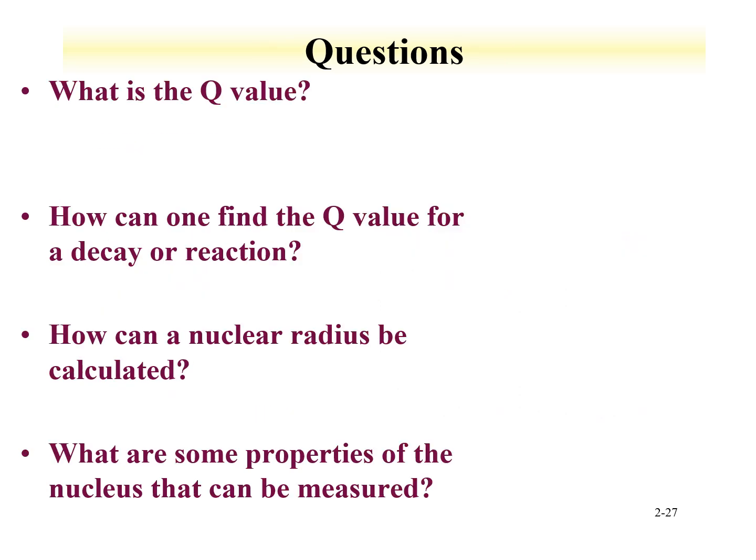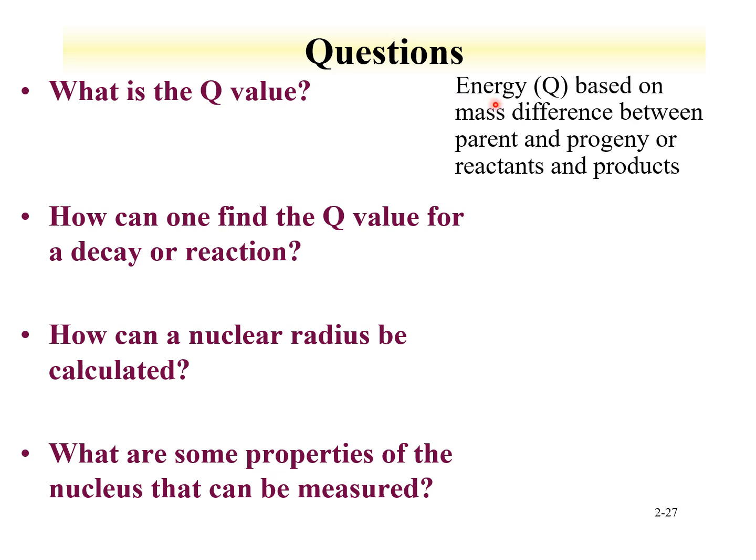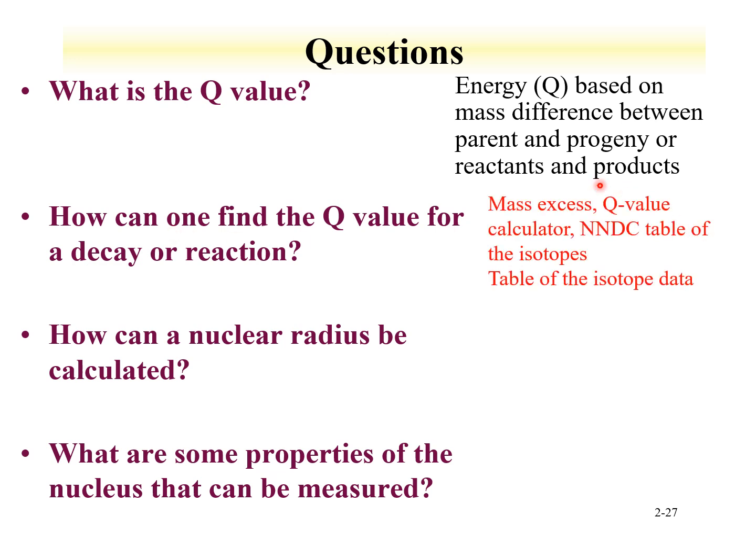Some other questions you should be able to answer at the end of this lecture are shown here. What is the Q value? Well, the Q value is the energy, and it's based upon the difference between the parent and the progeny for decay, or the reactants and the products for a nuclear reaction. How can one find the Q value for decay or a reaction? Well, you can use the mass excess.